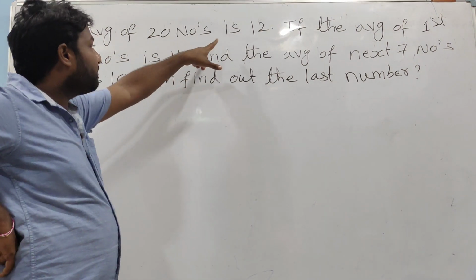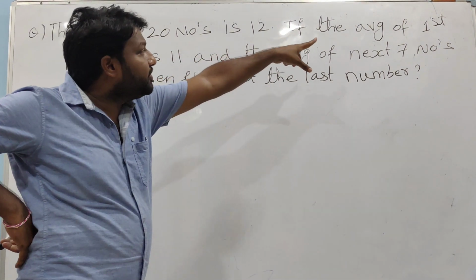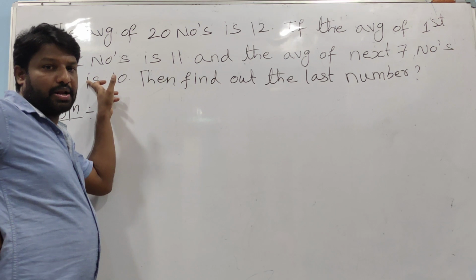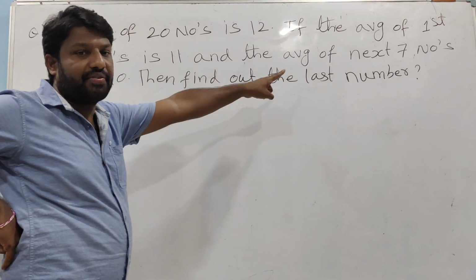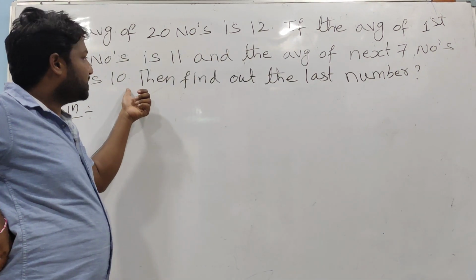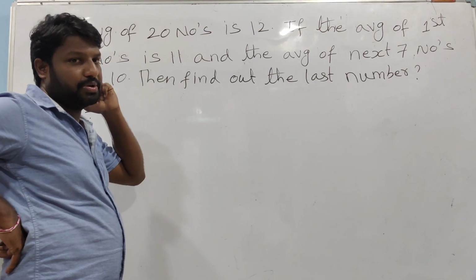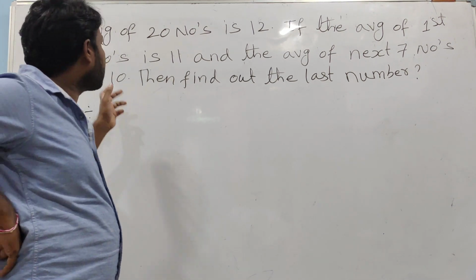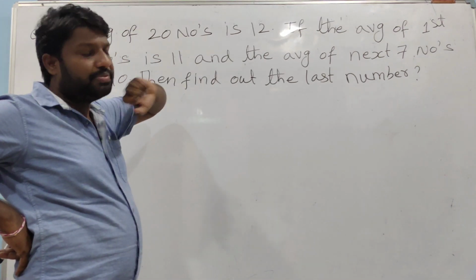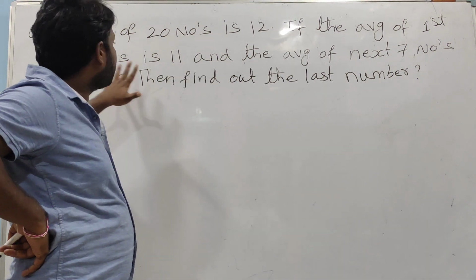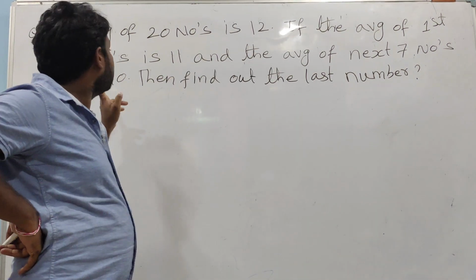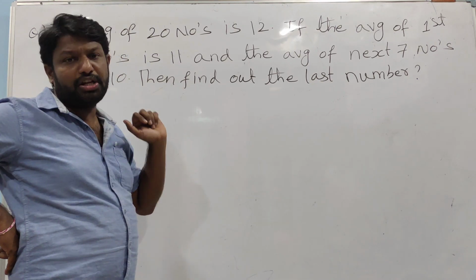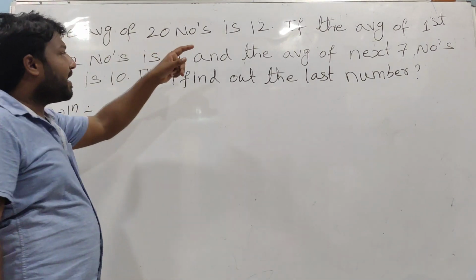The average of 20 numbers is 12. If the average of first 12 numbers is 11 and the average of next 7 numbers is 10, then find out the last number. Okay, I'll tell you 2 methods for this problem also. So we know that the average is given.